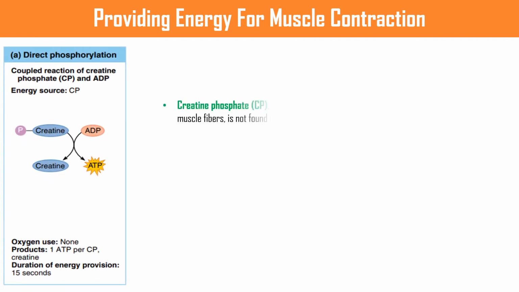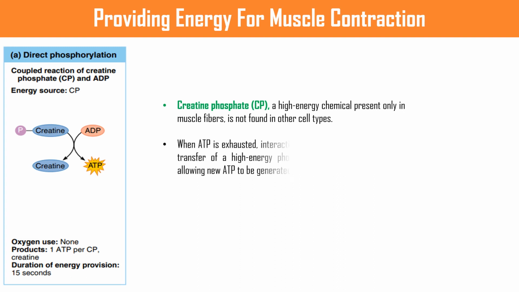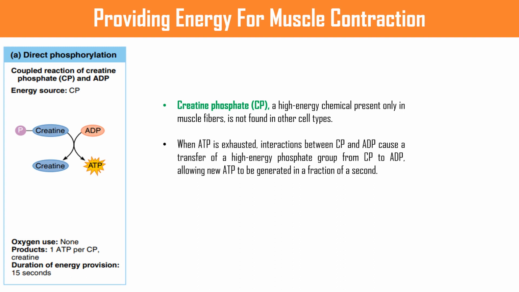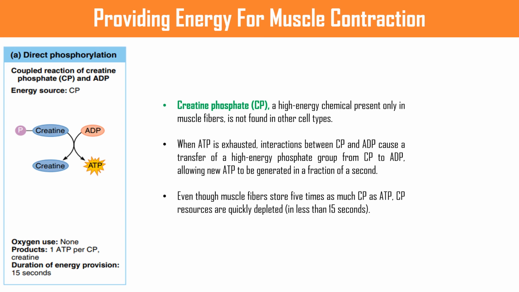Direct phosphorylation. Creatine phosphate, a high energy chemical present only in muscle fiber, is not found in other cell types. When ATP is exhausted, interaction between creatine phosphate and ADP causes a transfer of a high energy phosphate group from CP to ADP, allowing new ATP to be generated in a fraction of a second. Even though muscle fibers store 5 times as much CP as ATP, the creatine phosphate resources are quickly depleted in less than about 15 seconds.